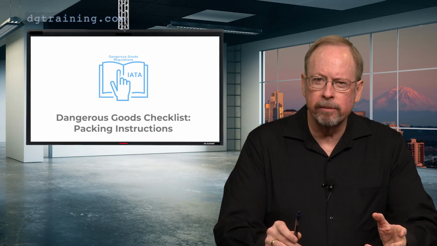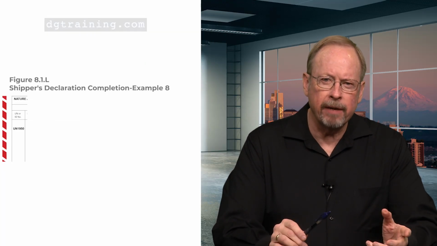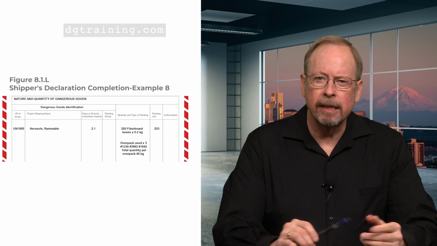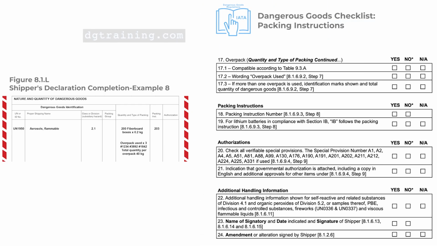For this video, let's go back to the aerosols examples from 8.1L, example 8. The checklist item for the packing instruction block on the DGD includes a checkbox for the packing instruction number, and in our case, the DGD shows 203, which is correct for UN 1950 aerosols. So this box gets a check in the yes column.